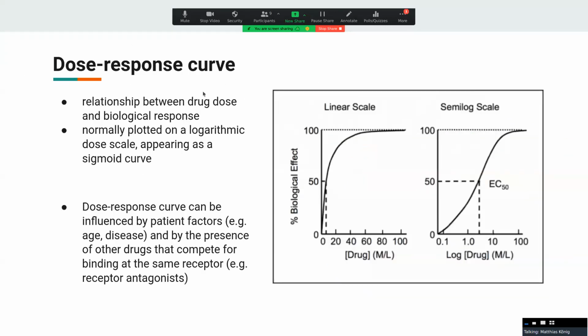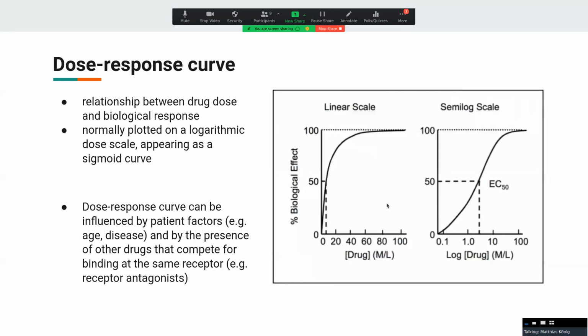So how is pharmacodynamics characterized? Normally, this is done by so-called dose response curves, where you plot a certain biological effect you're interested in, for instance, reduction in blood pressure, against the drug concentration. Often you find this on semi-logarithmic or double logarithmic plots, and these curves are often sigmoidal or saturation curves.